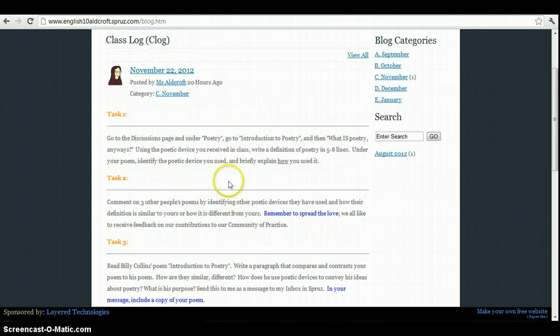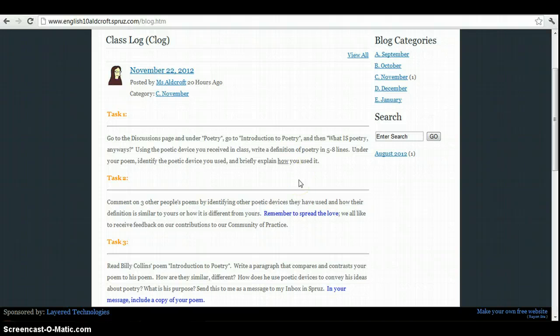So to begin, task number 1, it says go to the discussions page, and under poetry, go to Introduction to Poetry, and then what is poetry anyways? Using the poetic device you received in class, write a definition of poetry in 5 to 8 lines. Under your poem, identify the poetic device you used and briefly explain how you used it.